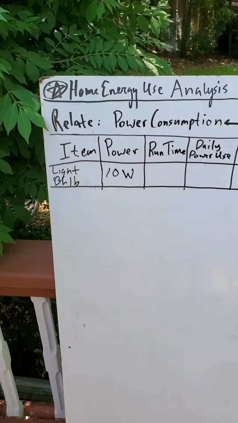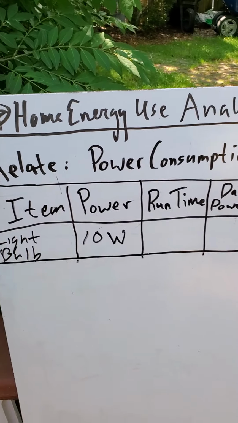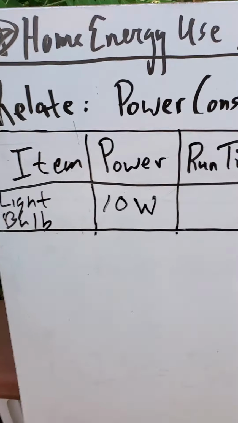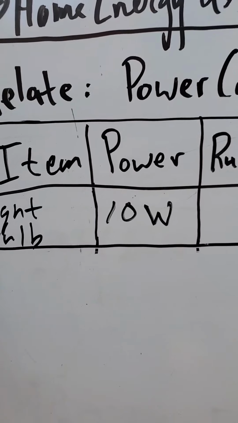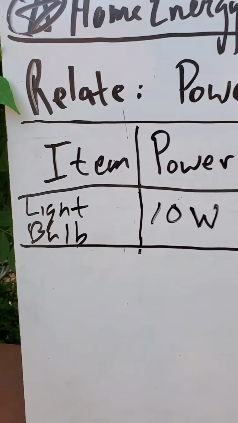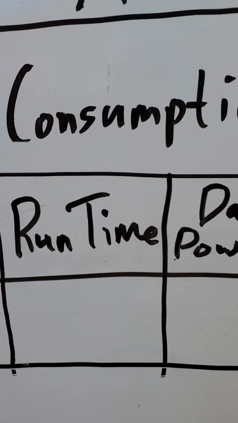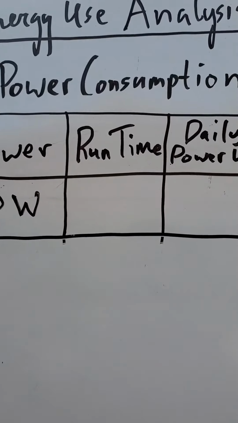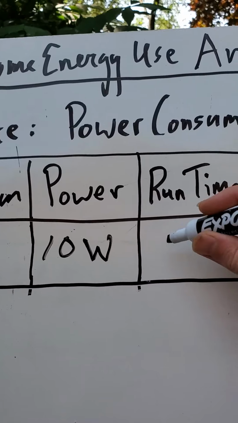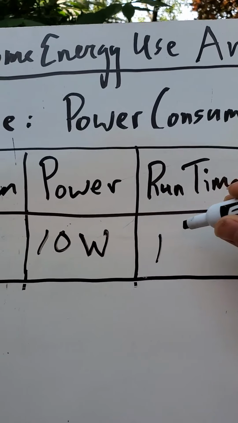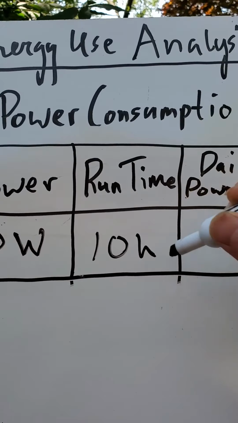But anyways, let's go back to the bulb. This is what I'm going to study for now. And first, let's just write down that power rating. So I have a 10 watt bulb. I wrote down that power rating. And now let's estimate how much time we are going to run that every day. I'm going to just say that I'm going to run this for 10 hours every day.